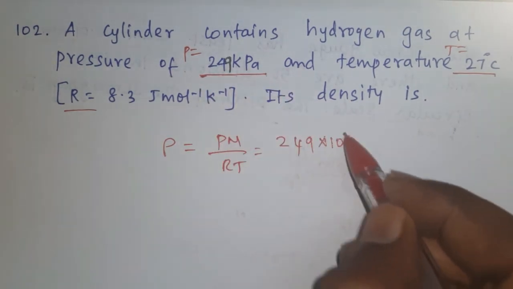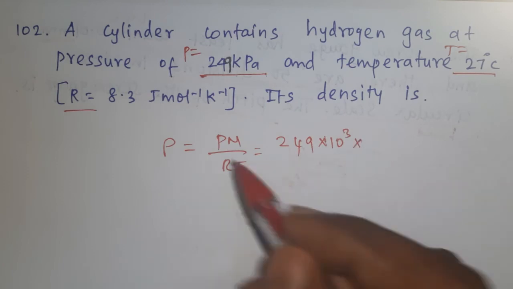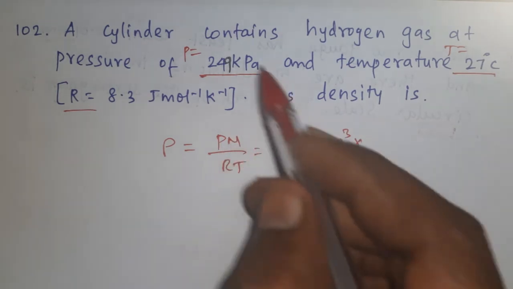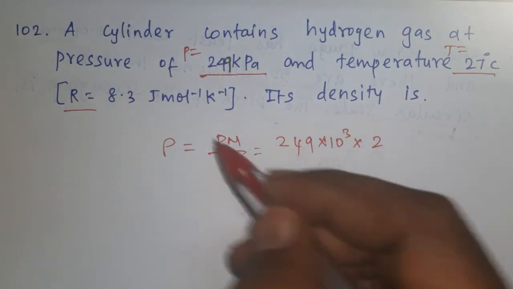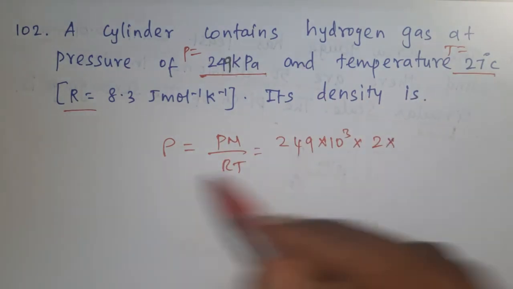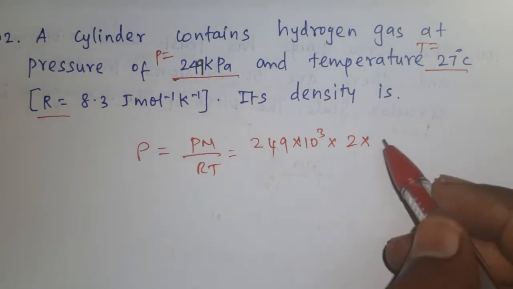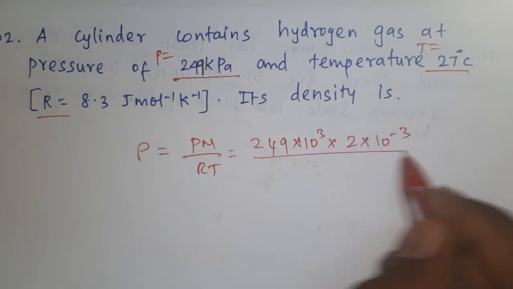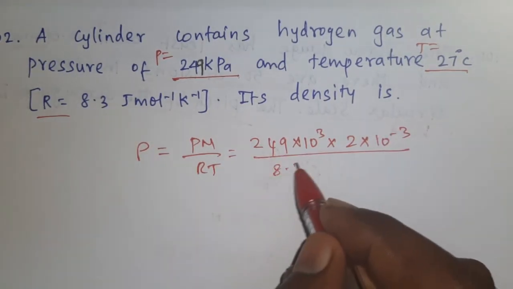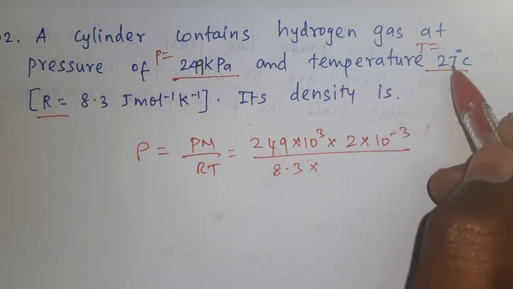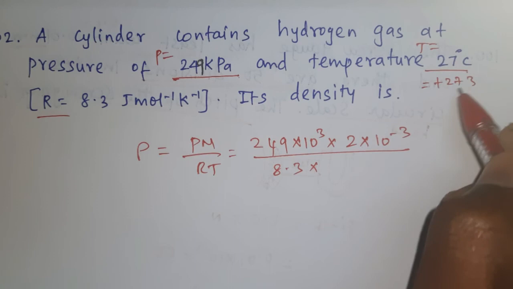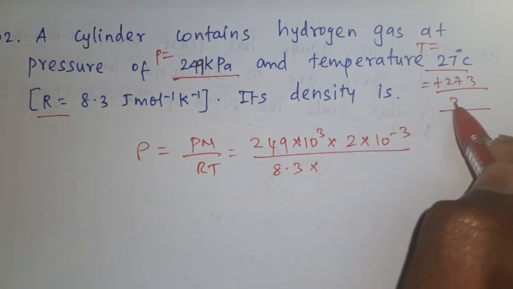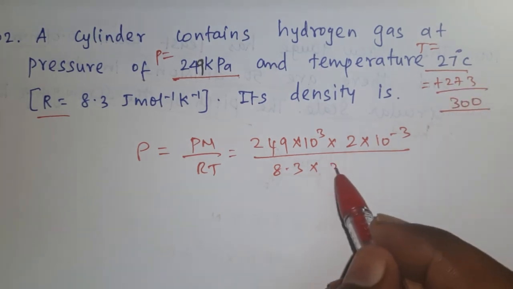Kilo is nothing but 10 power 3, into the mass. So the mass of the hydrogen gas is 2 gram. The 2 gram you have to convert into kilogram, 10 power minus 3, divided by the R value 8.3, into T. T is the temperature given in Celsius. You have to convert it into Kelvin, so we have to add 273. If you add 273, you will get 300 Kelvin, into 300.